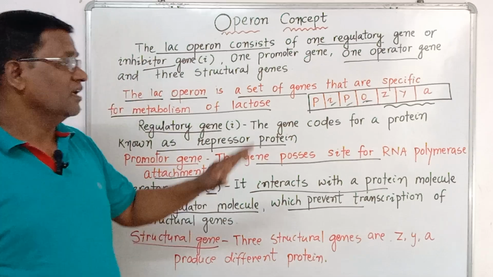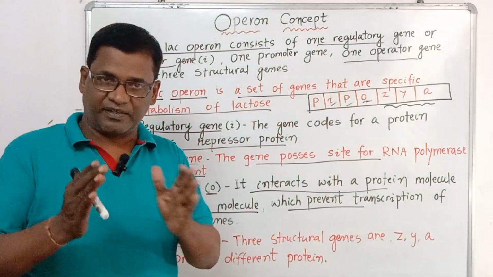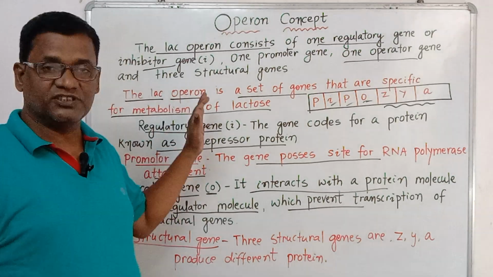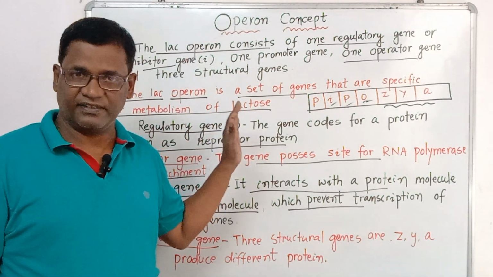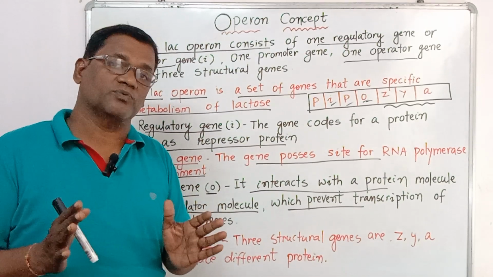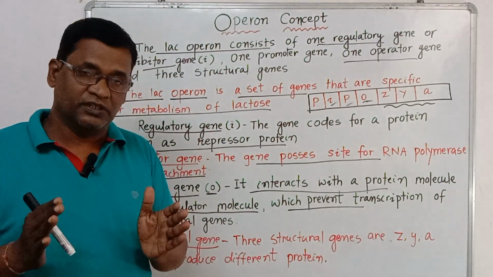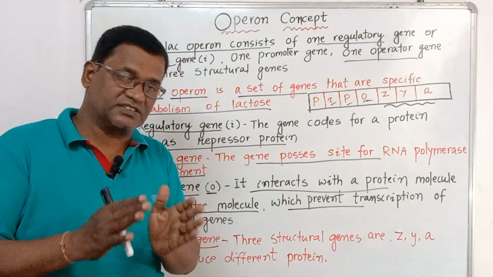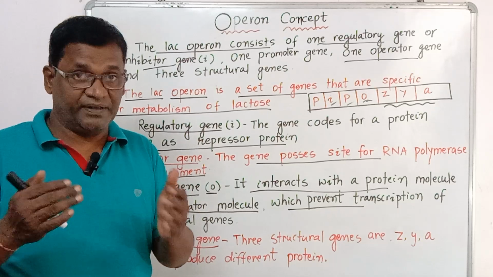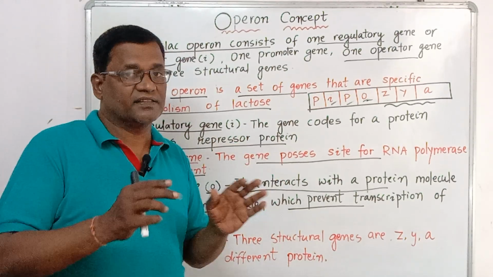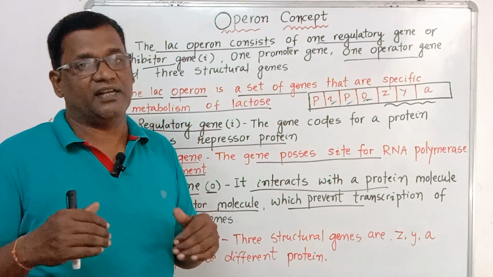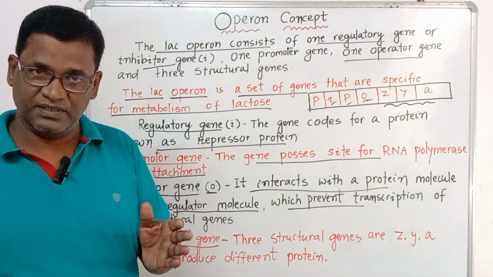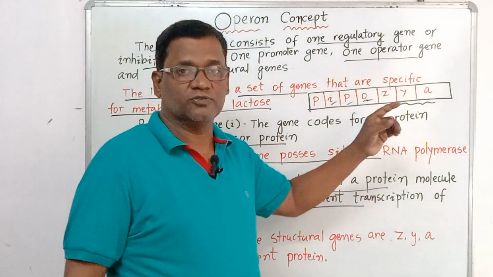What do we understand from this? An operon is nothing but a segment of DNA, genes present in the DNA. Lac operon is so called because it is related to a saccharide called lactose. This lactose will break down into glucose and galactose. When lactose is present in the medium, the lac operon will work. When lactose is absent, the lac operon will not work, meaning these three genes do not produce any enzyme.